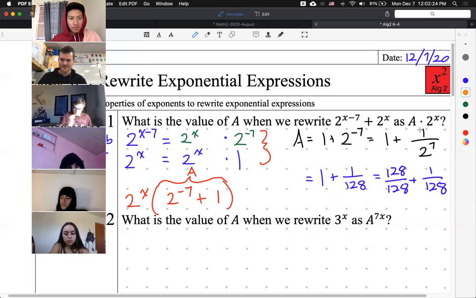Our final answer here, do it in red here, is 129 over 128.